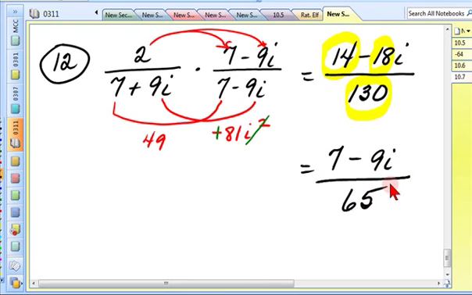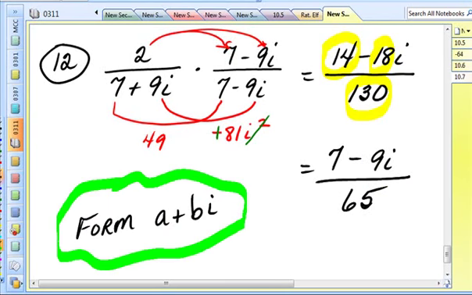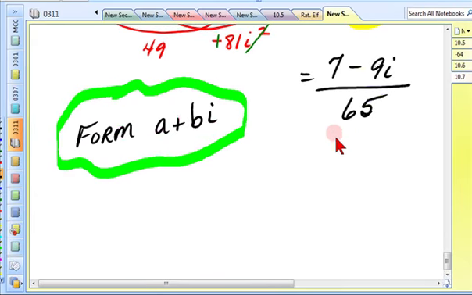There's one other thing I have to do. It says type your answer in the form a plus bi. Do you remember that I said real early in today's talk that all complex numbers can be written in the form a plus bi? Well, all you're going to have to do is break this into 2 pieces. You're going to get 7 over 65 minus 9 over 65i.